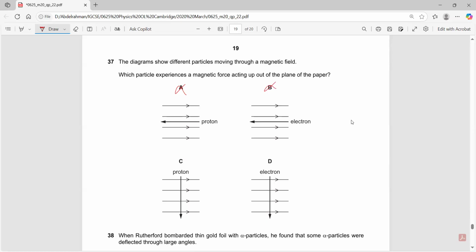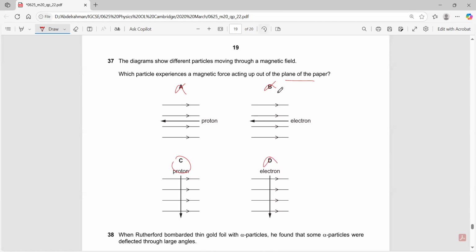So, for example, let's try out C. Using Fleming's left-hand rule, you'd have the magnetic field to the left, the particle moving downwards. You'd have your second finger pointing downwards, and the thumb would be pointing out of the page. Yes, this is correct. In D, the first finger points to the right and the second finger downwards. You'd have the thumb pointing into the paper, which is wrong. So it's C.